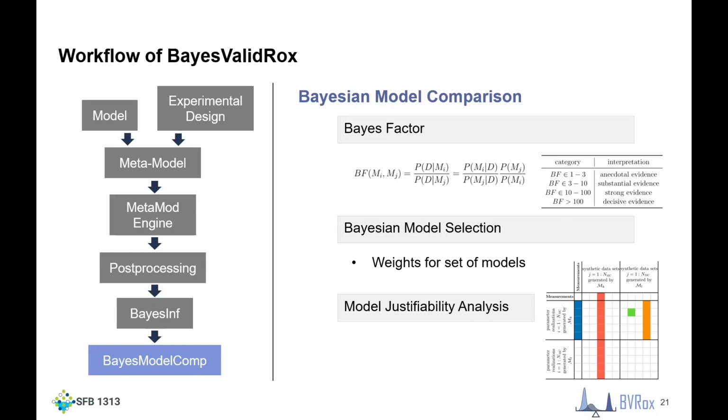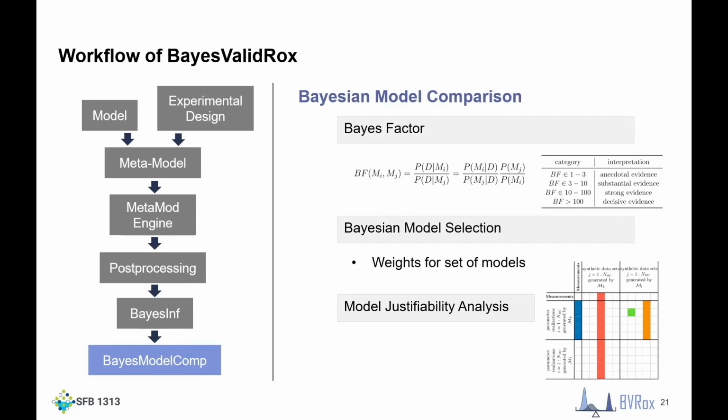And the second type is to use Bayesian model selection, which is applicable for a set of models, not just two. And this will assign a weight to each model in your set of models. And the last is what is called a model justifiability analysis, which not only compares the models given the data, but also given other models. So it kind of lets other models run and uses those model results as data to compare the models against each other.